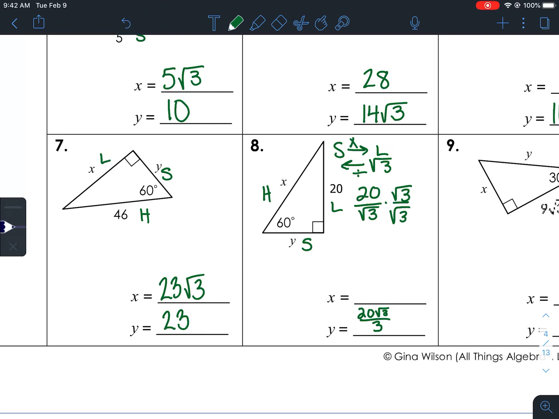Okay, and then I'm going to take that and double it. That'll get me to my hypotenuse. So I'm just going to take my top number and multiply by 2. So that'll give me 40 square root of 3 over 3.